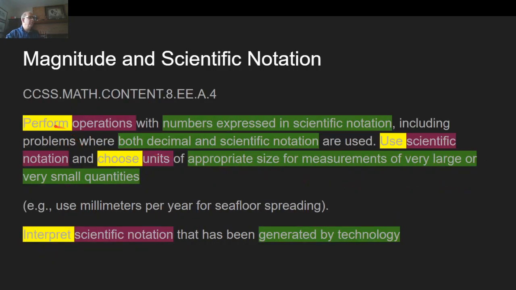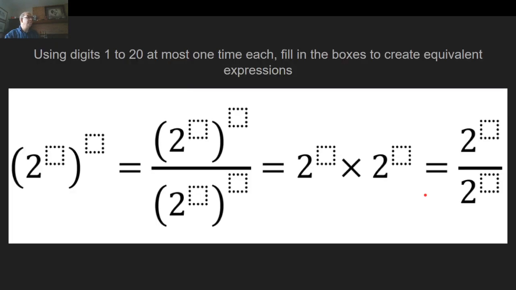All right. Also, you're going to perform and choose operations in scientific notation units to express the numbers as decimals and scientific notation, and actually choose the appropriate size of them. You will also interpret what scientific notation is generated by technology, because sometimes when you put big numbers in your calculator, it says something like E4 or whatever. That has a specific meaning. We'll talk about that. All right.